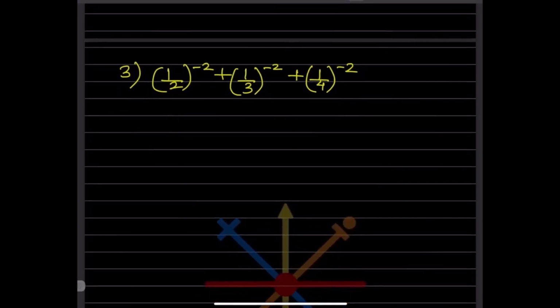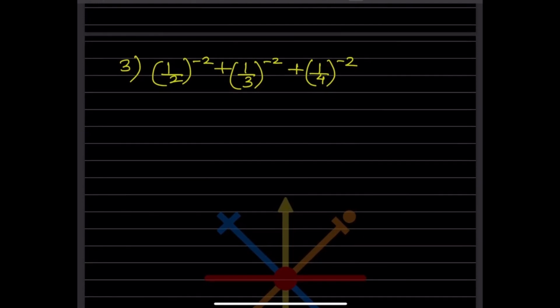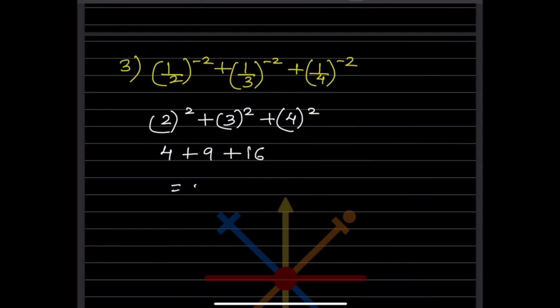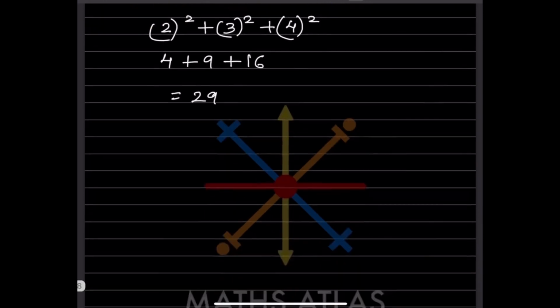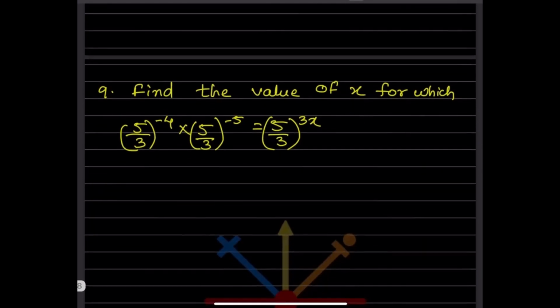Now let us see the next one. We have to make it positive, so that will be 2 raised to 2, because that is negative. Here it is going to be 3 raised to 2, and here 4 raised to 2, because all the exponents are negative. So this will be 4 plus 9 plus 16. When you add this, this will be 20 and this will be 29. So the answer is 29.